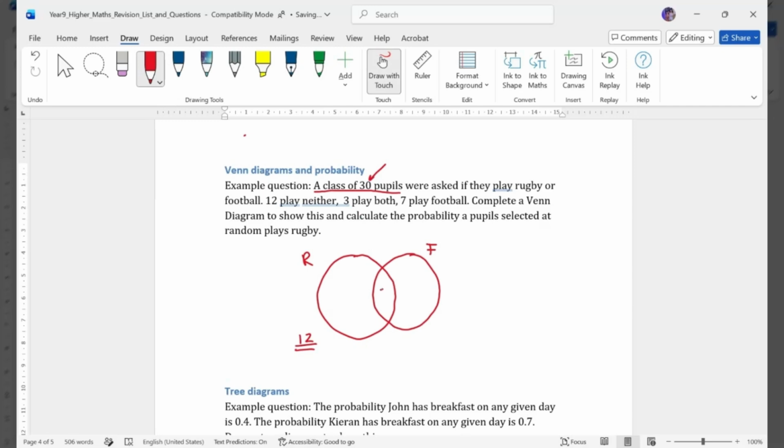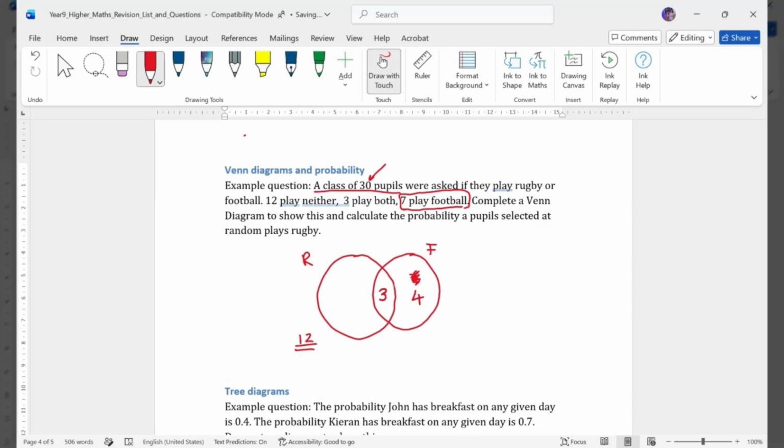3 play both. So they sit in the middle because they belong in the rugby circle and in the football circle. 7 play football. Here's the big mistake. A lot of people are going to put that 7 bang in there. But if I put a 7 in there, I now have 10 people playing football. If that had said, though, 7 only play football, as in they play football but they don't play rugby, yes, that 7 could go in there. But this is not what this says. This says altogether, in total, 7 play football. So I need to take the 3 that play both away from that 7. Now I have 7 playing football, okay?